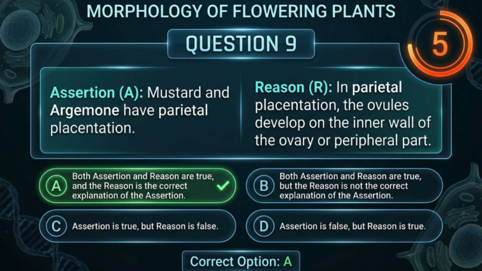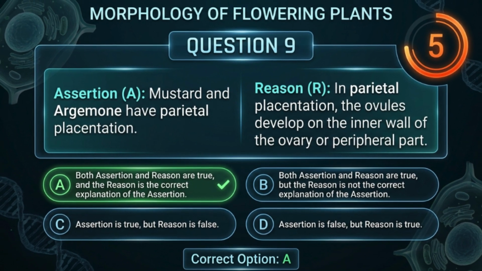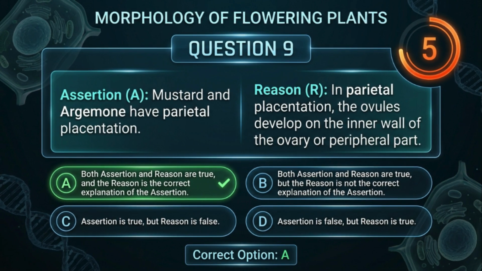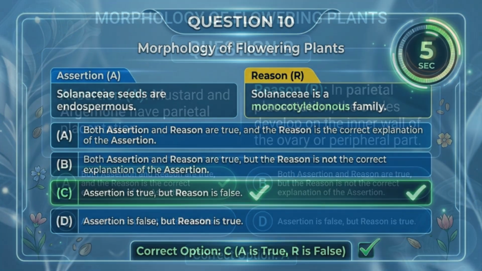Question 9. Morphology of flowering plants. Assertion A. Mustard and argemone have parietal placentation. Reason R. In parietal placentation, the ovules develop on the inner wall of the ovary, or peripheral part. 3, 2, 1. Remember our map trick. Mustard and argemone have parietal placentation. Why? Because the ovules develop on the inner peripheral wall. Both are true, and the reason is the correct explanation. Option is A.